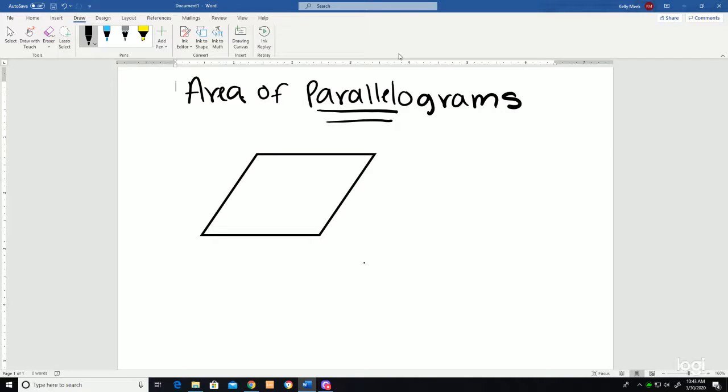Now when it comes to finding area, the formula for finding the area of a parallelogram is A equals the base times the height. So you're probably thinking, well, what is the base and what is the height? On any shape, the base is like the bottom. It's what the shape sits on. So for this parallelogram here, the base is going to be this down here. This is your base. And when it comes to these shapes, height is not just the side.